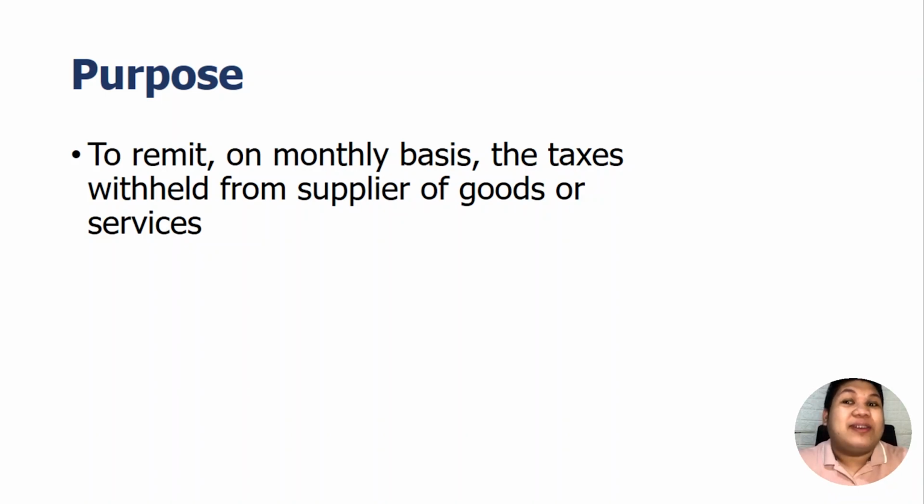So therefore, whatever taxes you withheld from them, you should be remitting to the BIR. That's the purpose of 0619E on a monthly basis, because we also have another video for the quarterly remittance of withholding taxes, and that is under 1601EQ.